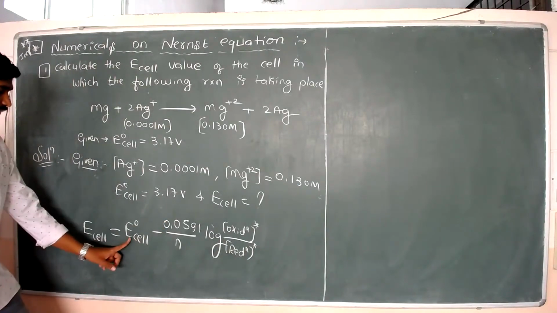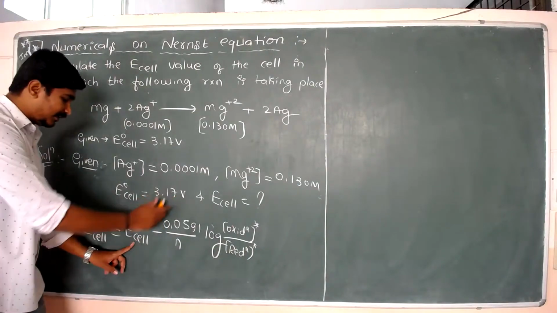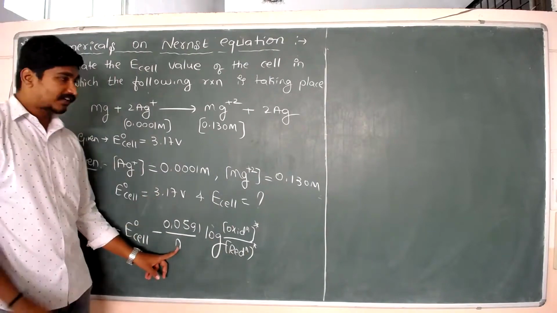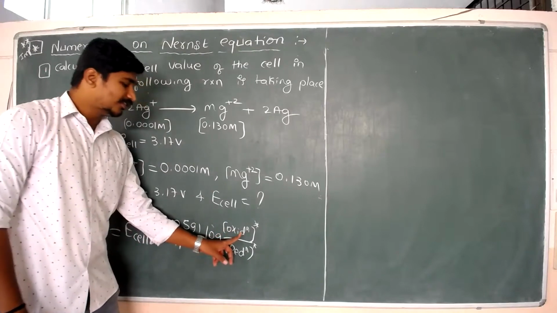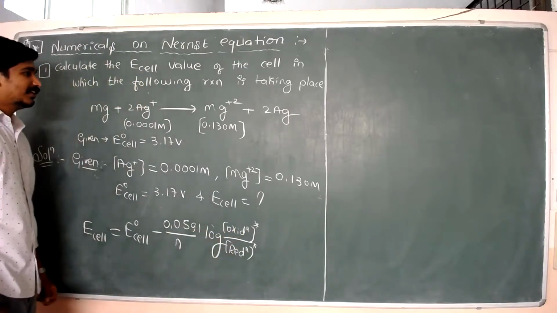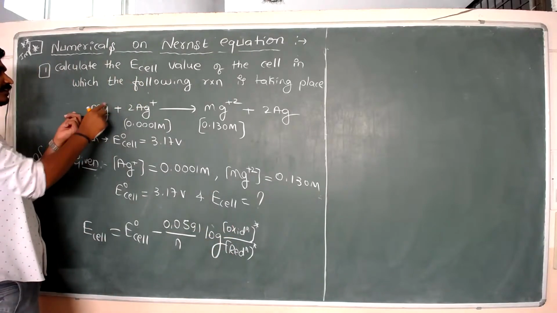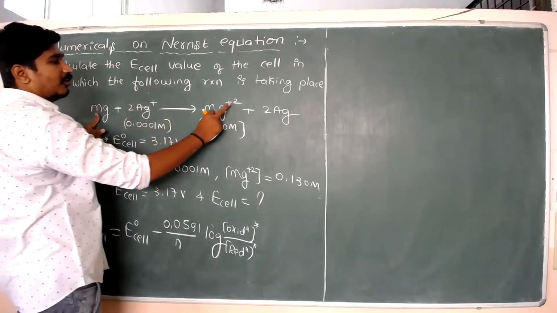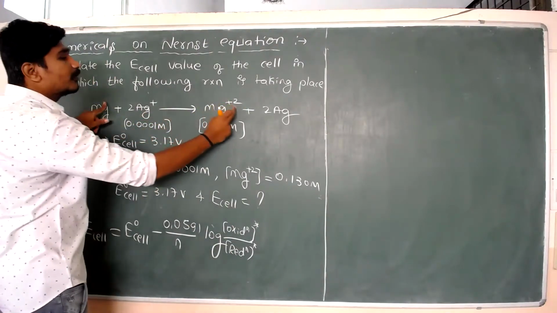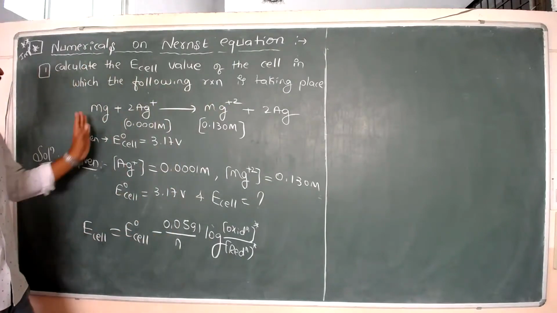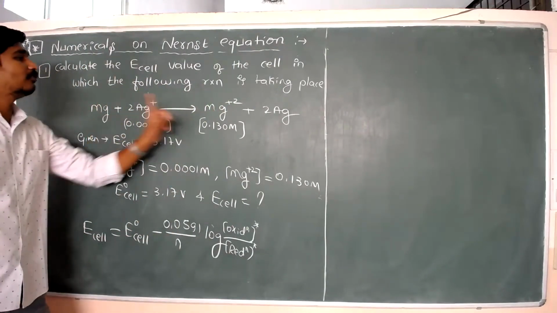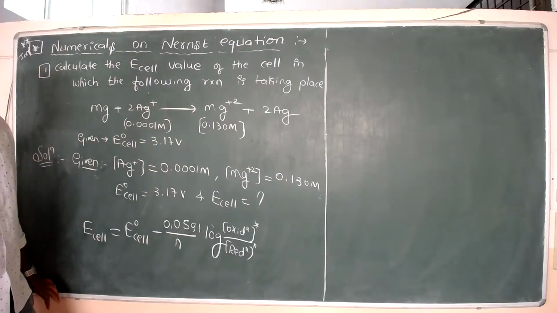Now we will see. We know that E naught of cell value is already given. Next, n, the number of electrons. By seeing the reaction, we can calculate the n value easily. Which metal is undergoing oxidation? Here Mg has oxidation number 0, and in the product Mg has oxidation number plus 2. 0 to plus 2 means oxidation number is increasing, or loss of electrons. Therefore, Mg is undergoing oxidation.